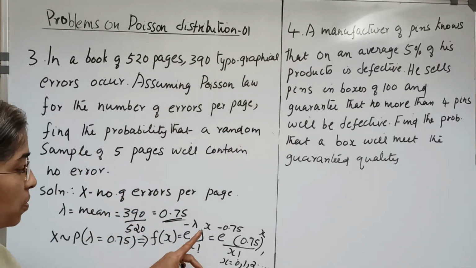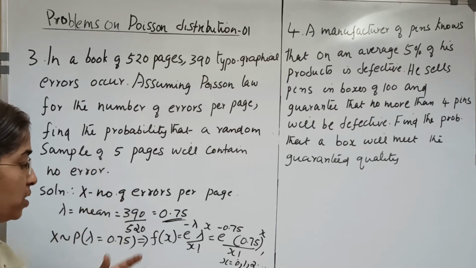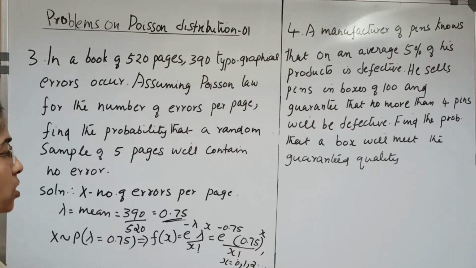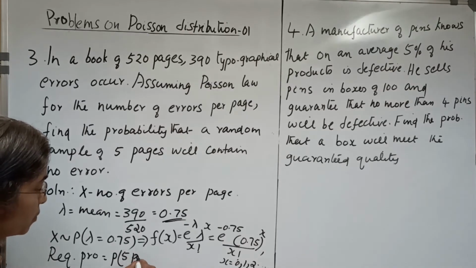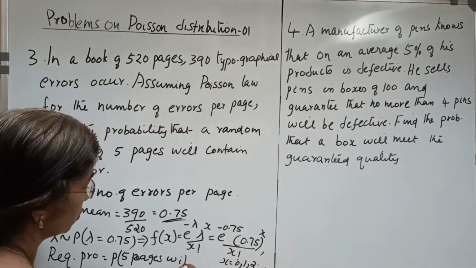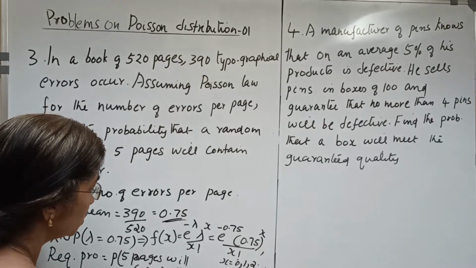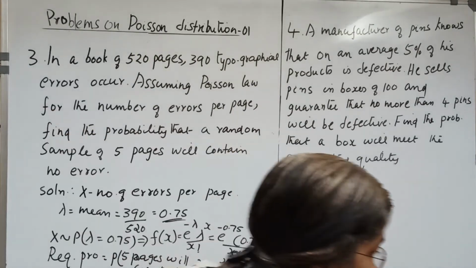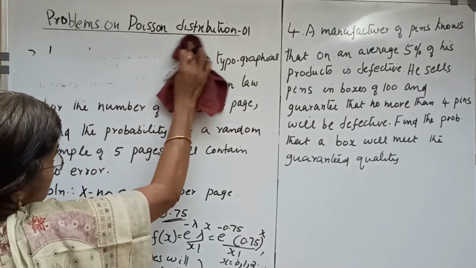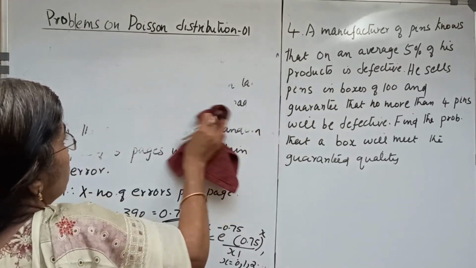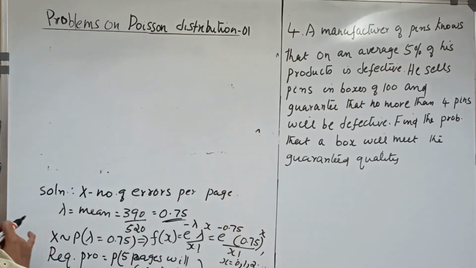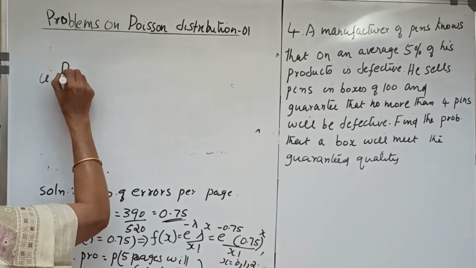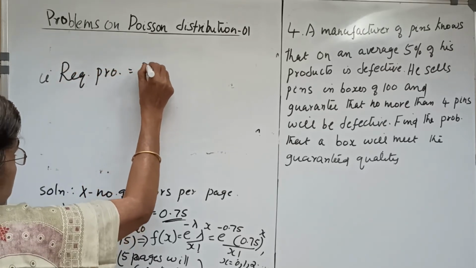That is probability x equal to 0 in 5 pages. That is probability x equal to 0 whole raised to 5. It is required one. Okay. Required probability is the probability that 5 pages will contain no error. That is, required probability equal to probability x equal to 0 whole raised to 5.